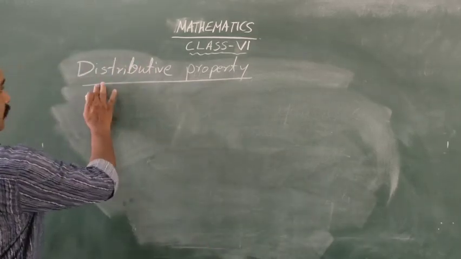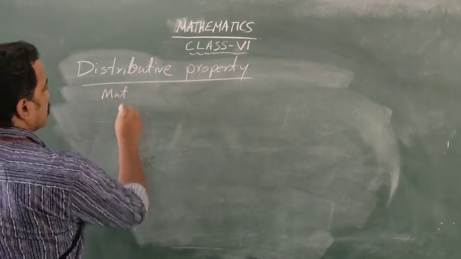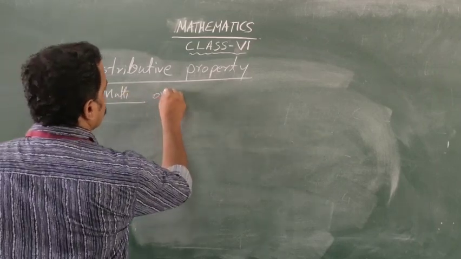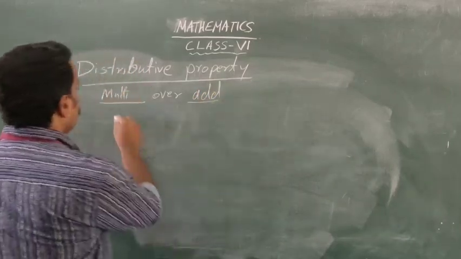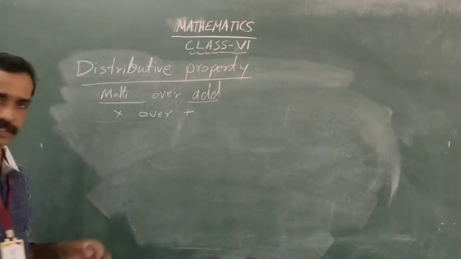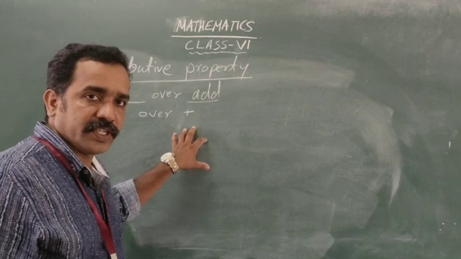Here, distributive property of multiplication over addition, or into over plus. Do you understand? Any confusion in this?